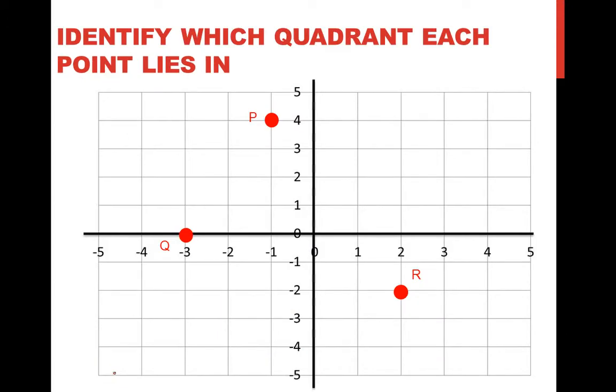So we need to identify which quadrant each point lies in. Let's start with point R. R lies in what quadrant? Well, if you think about the last slide, you see 1 is here, 2, 3, and 4. So R is in the 4th quadrant. How about P? P is in the 2nd quadrant. How about Q? Well, Q is actually not in a quadrant. It's actually on the x-axis, isn't it? And so we can't say it's in a quadrant. Kind of a trick question for you. It's on the x-axis. It's between the 2nd and 3rd quadrant, though.